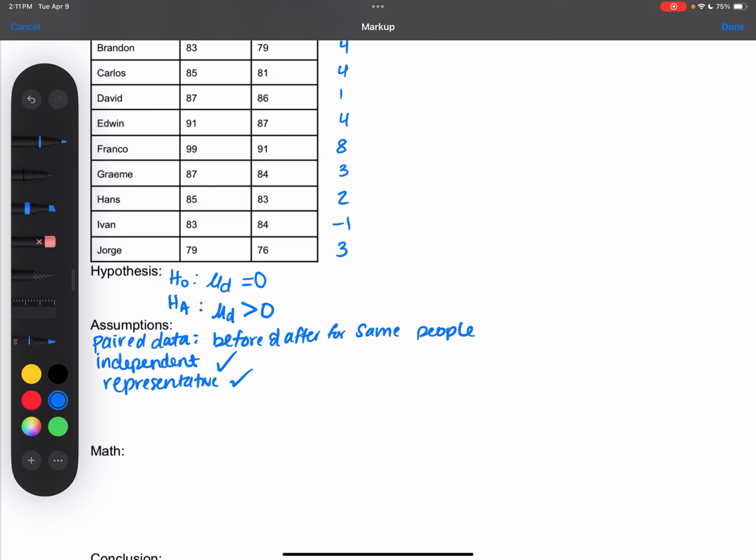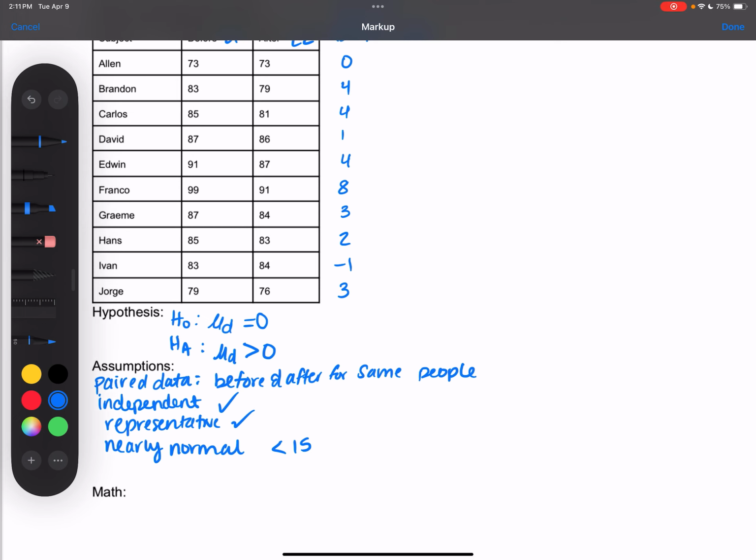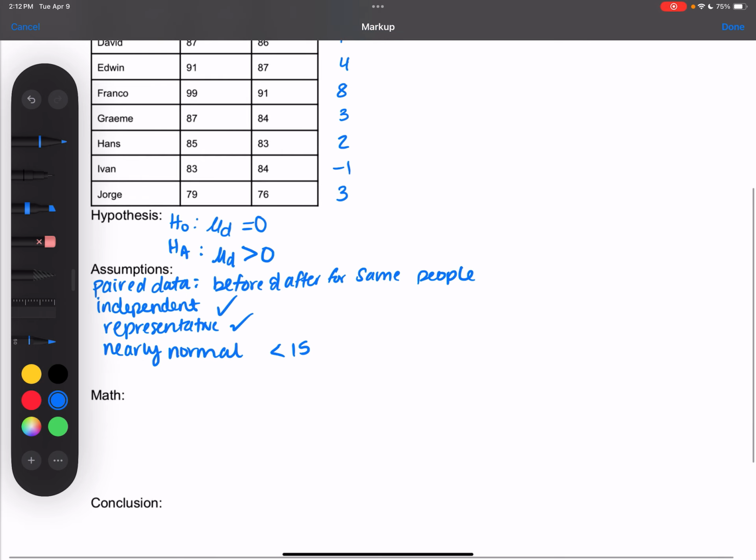All right, nearly normal. Okay, it's only 10 people, so it's less than 15. So it might be good to just look at something to make sure that there's no outliers. I mean, the 99 is a little concerning, but I still think if we checked outliers, it's going to be within that. Just looking at a probability plot or box plot, probably fine. Fine enough.